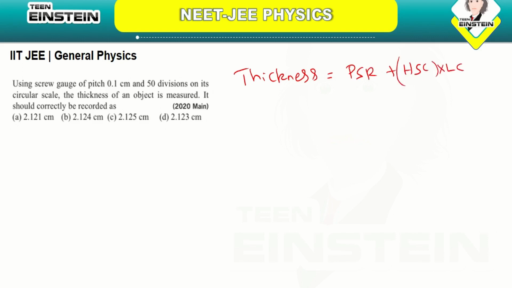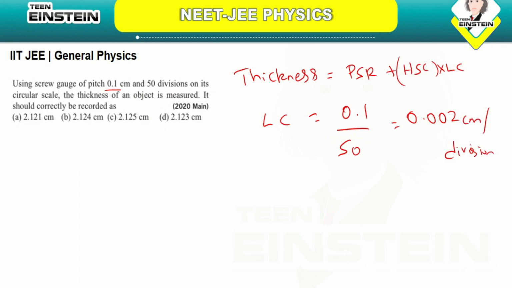Okay, so HSE is the head scale coincidence and least count you have to multiply to it. So you will be getting the total reading, or here they have mentioned as a thickness. So thickness equals pitch scale reading plus HSE into least count. So here you can easily calculate the least count. Least count is equal to the pitch, 0.1 centimeters, divided by 50 divisions. So 0.1 divided by 50, you will be having it as 0.002 centimeters per division.